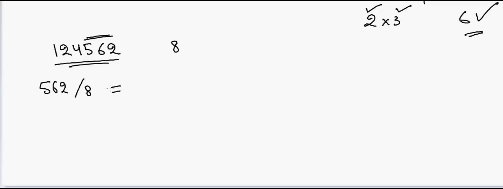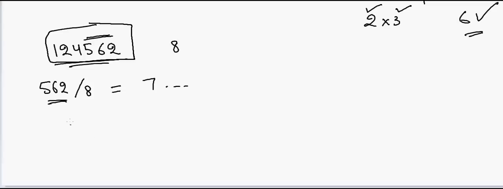so from this I can see that 7 and then something which is not divisible by 8. So this number is not divisible by 8. So this whole number should not be divisible by 8.